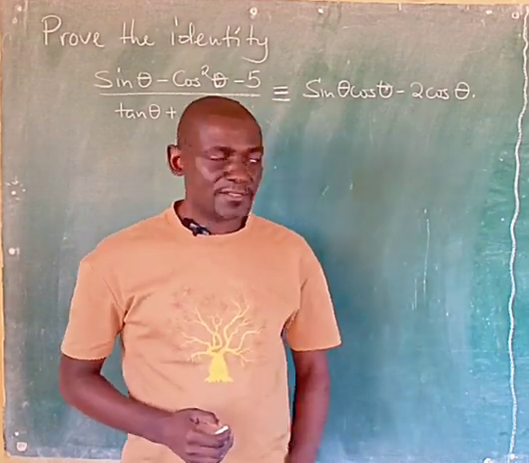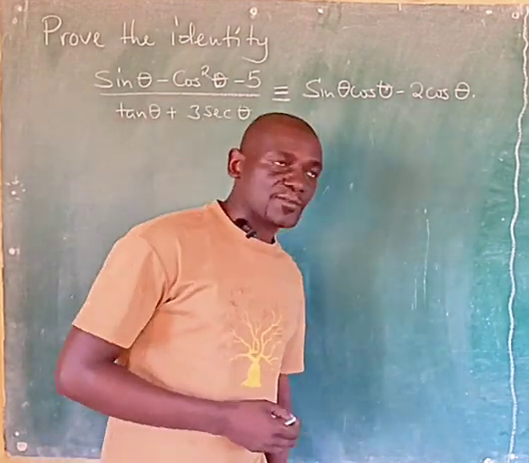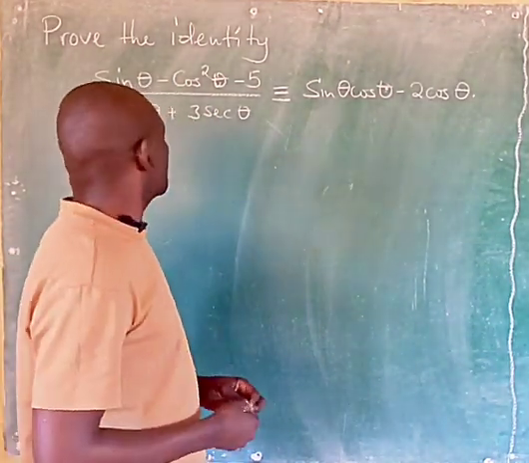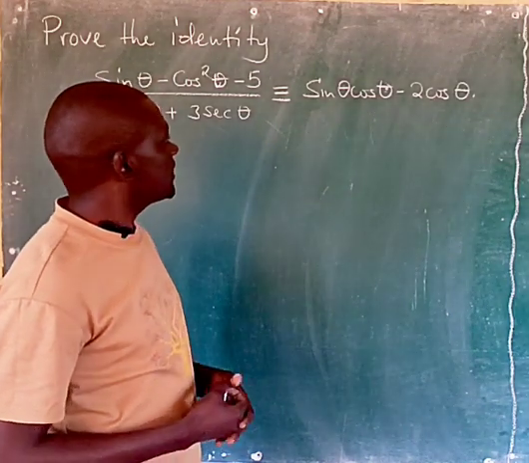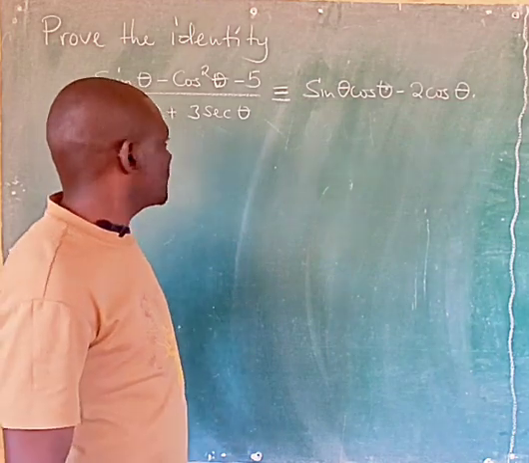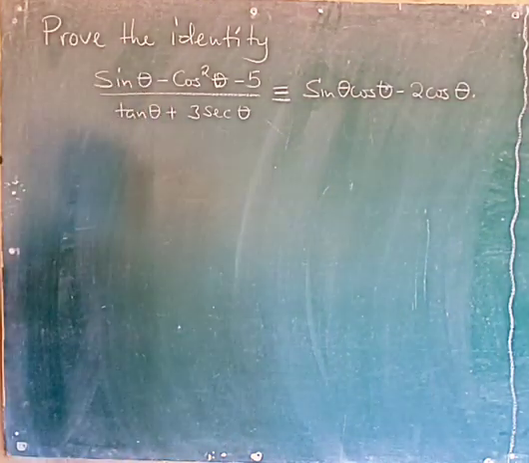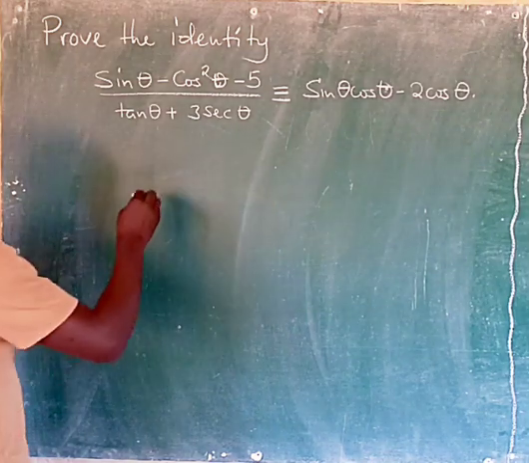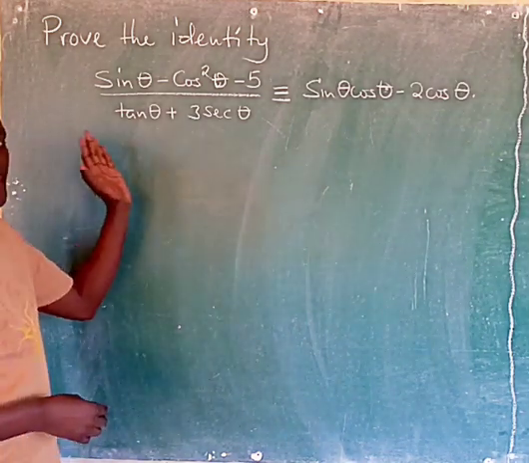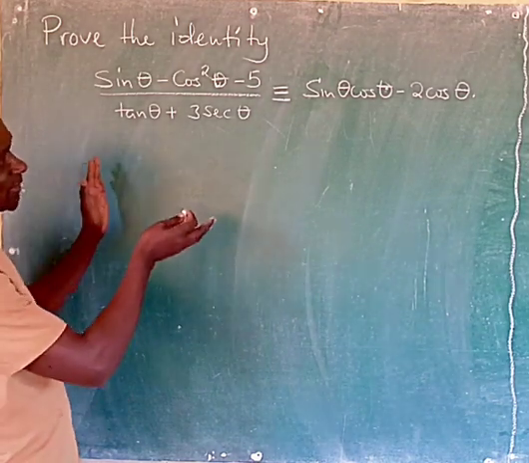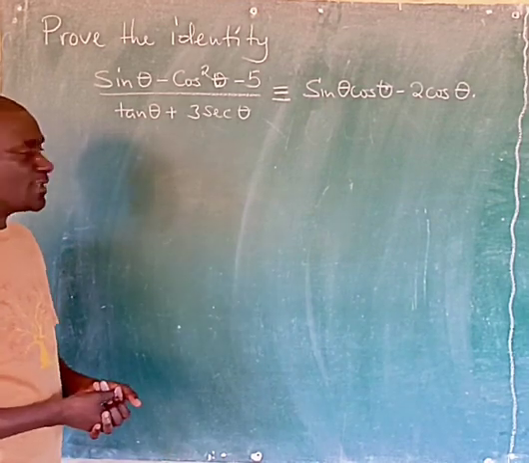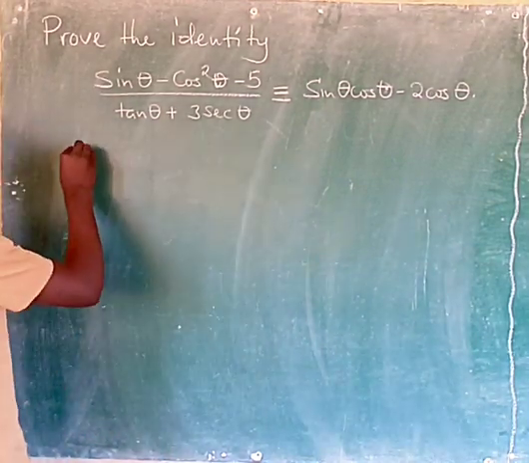Today I want us to look at this question, which simply says prove the identity. This one is actually a question from a past paper, additional mathematics. To prove this identity, we can pick the left-hand side and then work on it so that it becomes what is on the other side, or we can do it vice versa. But let me start with the left-hand side.